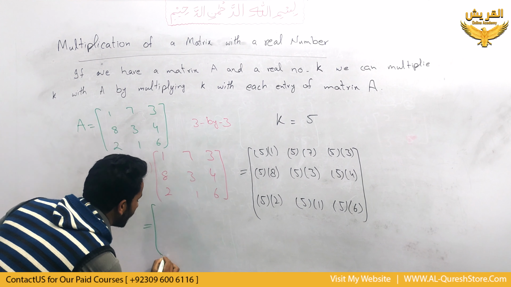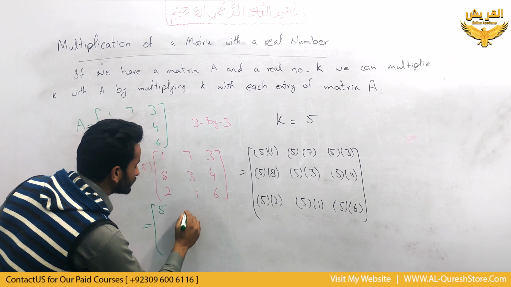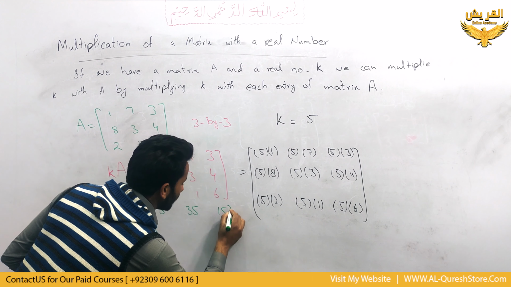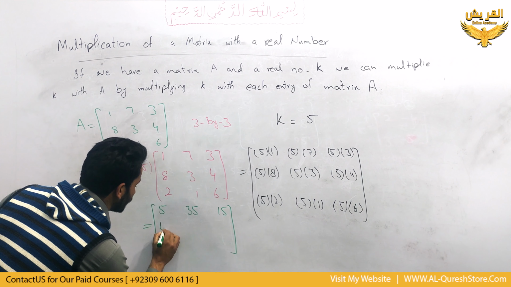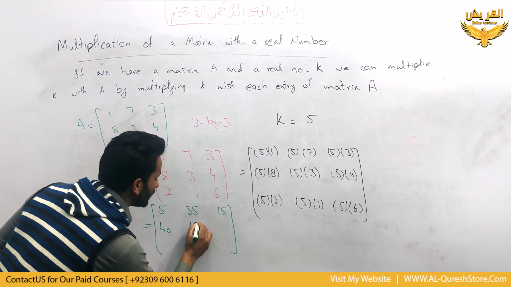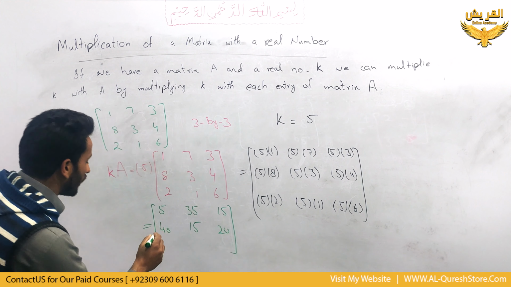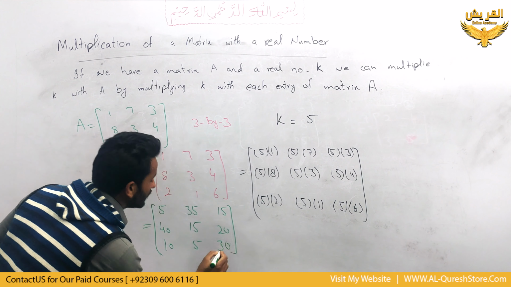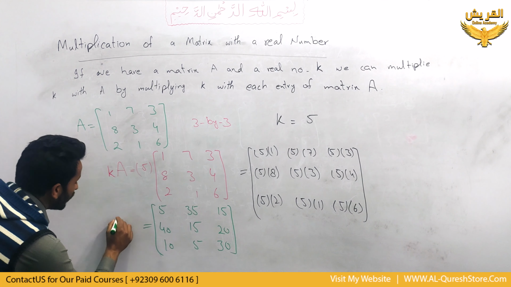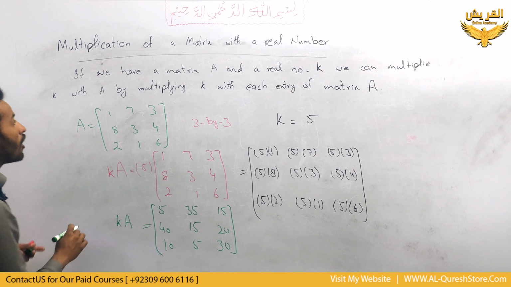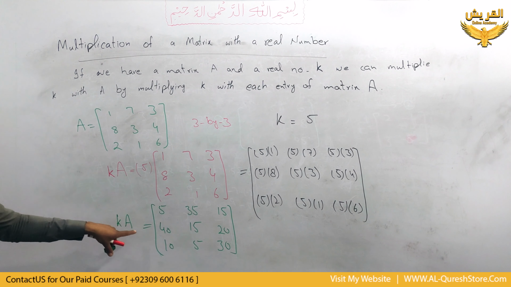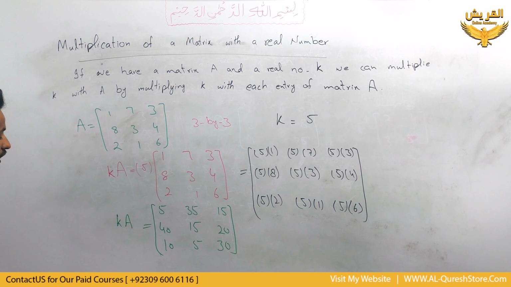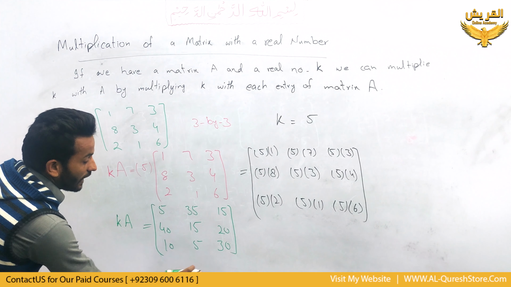How? 5 ones are 5, 5 sevens are 35, 5 threes are 15, 5 eights are 40, 5 threes are 15, 5 fours are 20, 5 twos are 10, 5 ones are 5, and 5 sixes are 30. This is our answer, which is equal to kA, the multiplication of a real number with a matrix A. Real number k, which is equal to 5, and a matrix A, we can multiply both of them and we can get their answer.